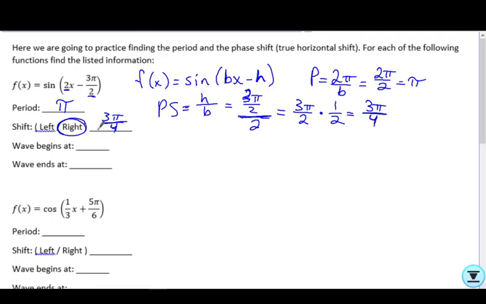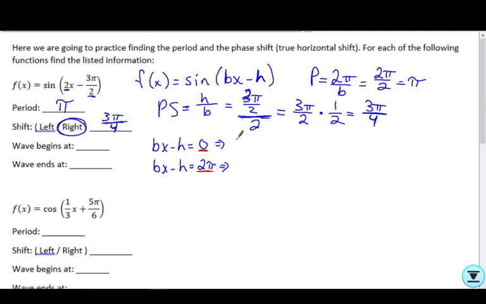Now, where the wave begins, there are two equations that we can use. bx minus h equals 0 is where it begins, and bx minus h equals 2 pi is where it ends. These equations will allow me to find out where the wave starts and where the wave ends. It includes my shift and my phase shift all in one. Originally my wave would start at 0 and end at 2 pi. So what this equation does is allow me to see, with my phase shift and my horizontal stretch or compression, where it starts and where it ends.